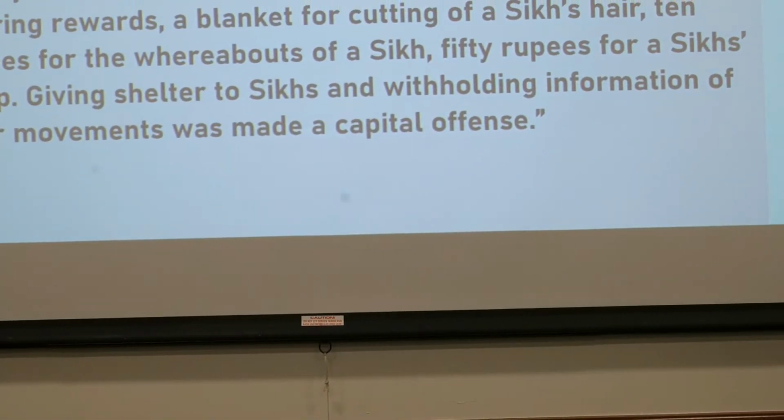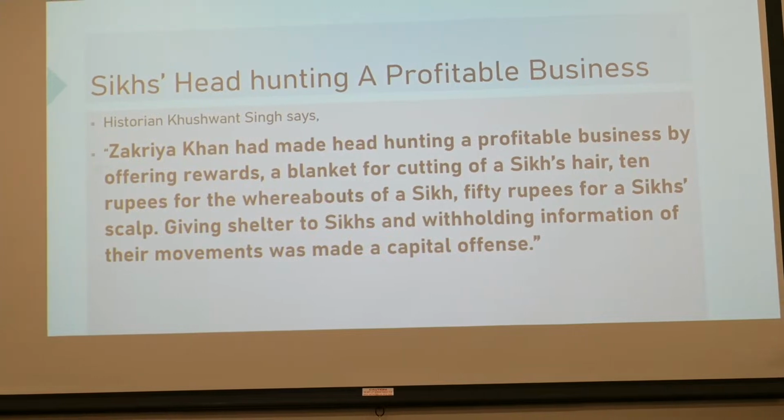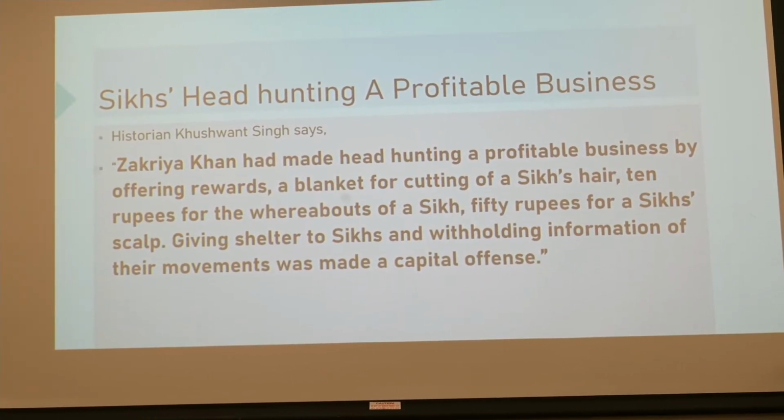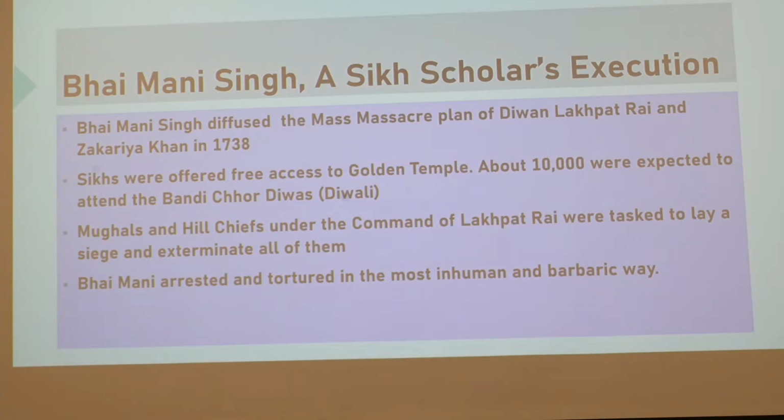Rewards were announced for Sikhs, seizing their land, beheading them, and many people became rich with blood money by taking like 10 heads or 100 heads. I did some conversion, and it comes to like $50,000, $60,000. So it was a race. All Sikhs were carrying big prizes on their heads, and they were ousted from civil society. Historian Kushwant Singh says Zakaria Khan had made headhunting a profitable business by offering all these different rewards, which I just talked about.